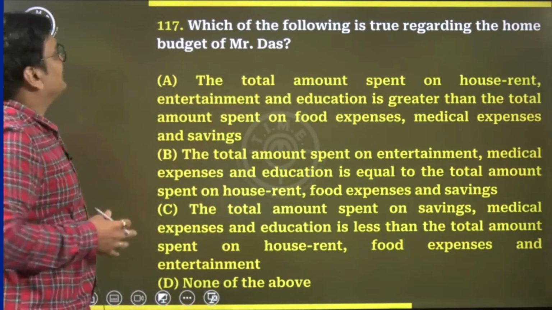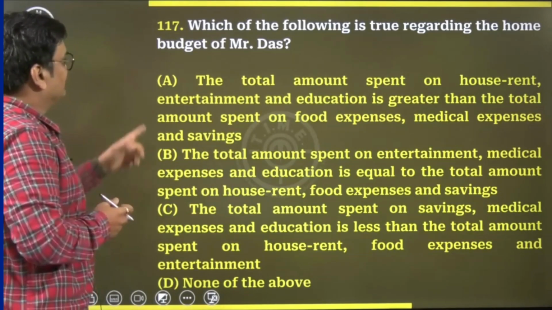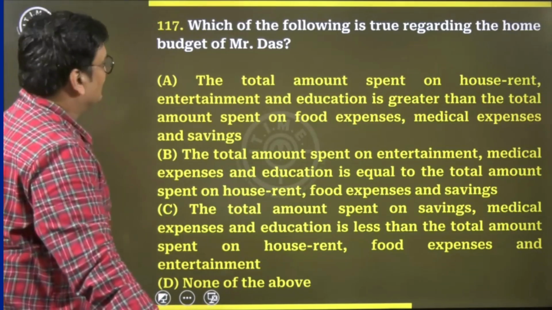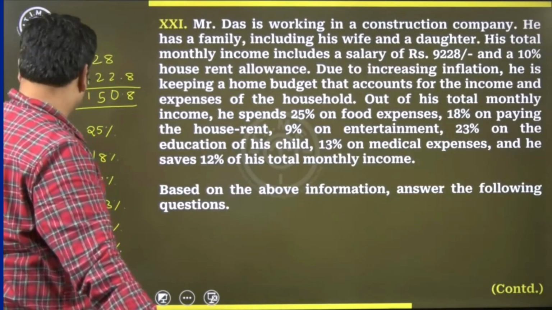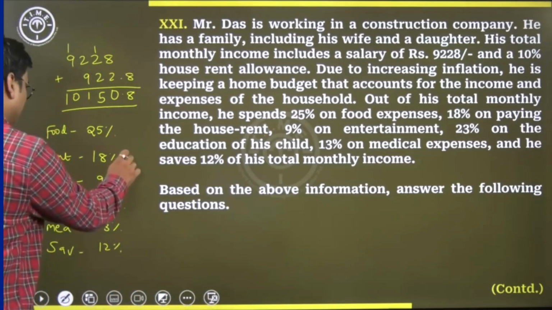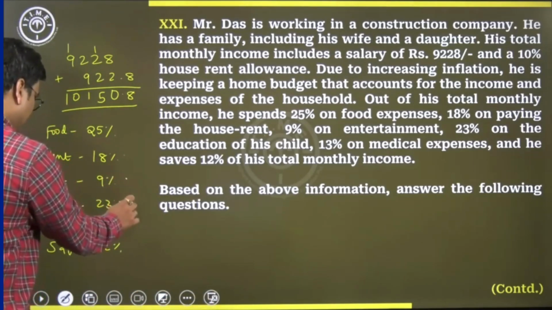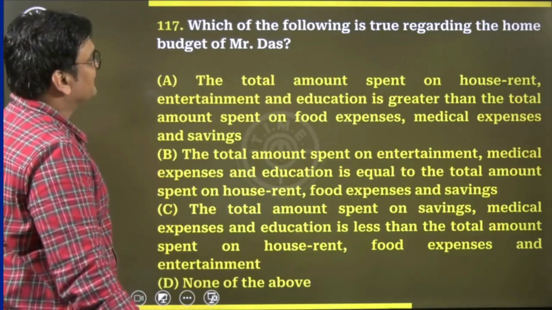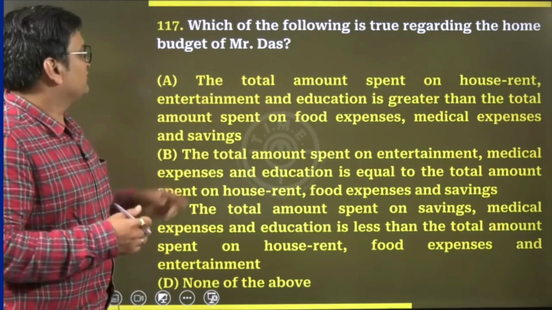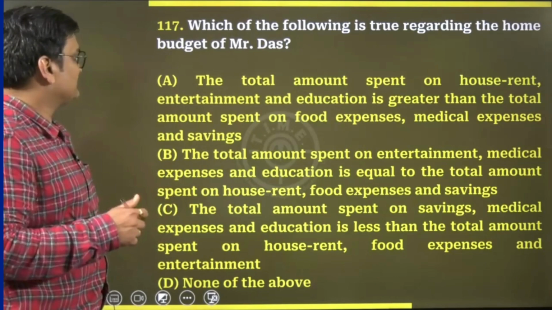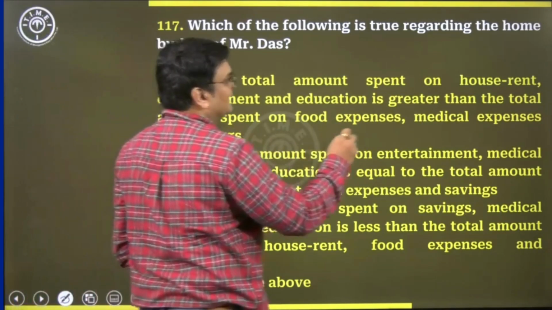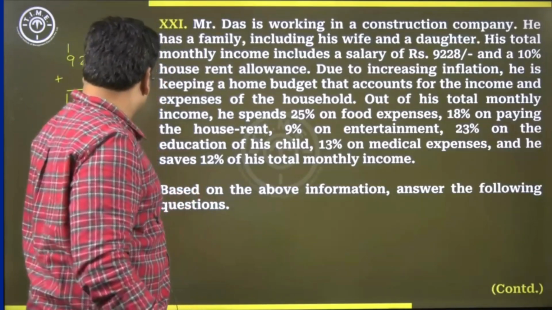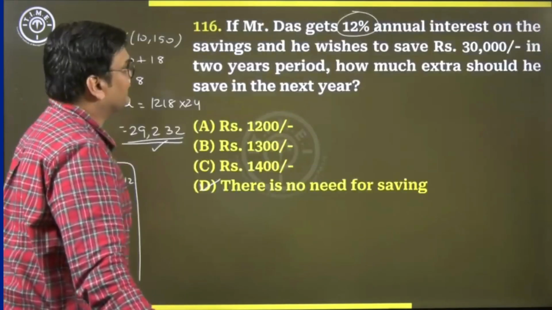Which of the following is true regarding the home budget of Mr. Das? First one, the total amount spent on house rent, entertainment and education. When you add it, it's 50%. So that means the other group will be the other 50. Is greater than the total amount spent on food expenses, medical expenses and savings. No, this group was 50. What I'll do is, so that I can use it for the other option choices, let me write it down. Rent is 18%, 9%, 23%.